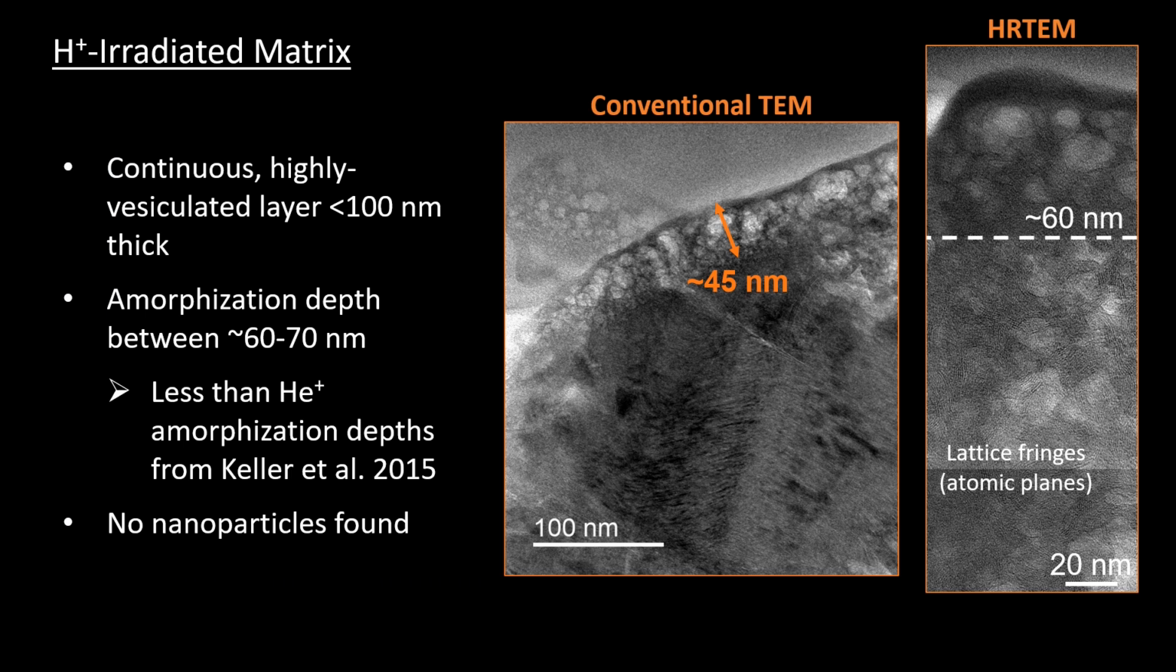Our hydrogen-irradiated matrix FIB section also has a continuous vesiculated layer at its surface. However, it is thinner compared to the helium-irradiated sample, never exceeding more than 100 nanometers in thickness, and has fewer and smaller vesicles. On the right, you will see a high-resolution image stack showing that amorphization of matrix phyllosilicates extends to a depth of around 60 nanometers. We also didn't find any nanoparticles in this FIB section.